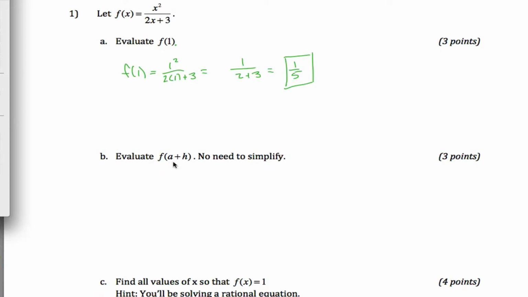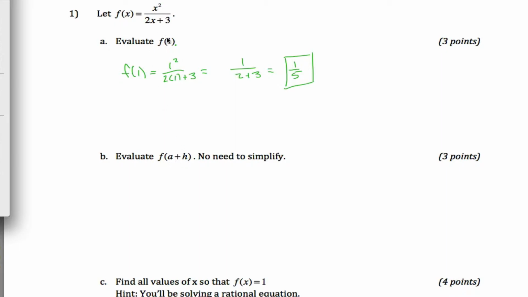Second one, evaluate f of a plus h. Really, it's the same as the first one here. Maybe even easier than the first one, just looks more complicated. All this is saying is, same machine, now instead of putting in x or putting in 1, I'm going to put in a plus h. I'm going to put in this thing.